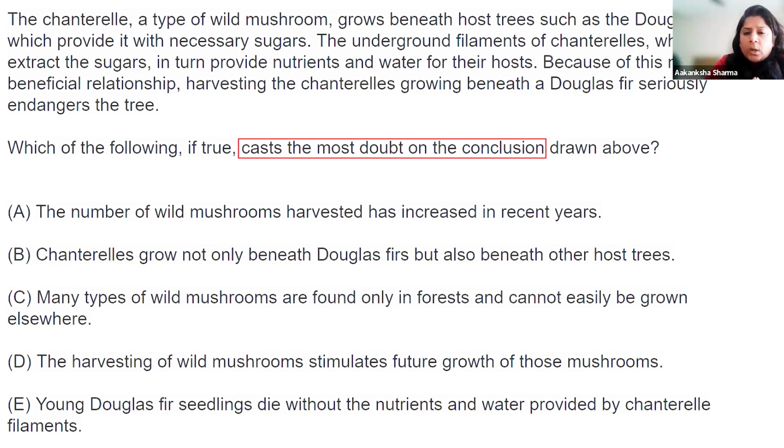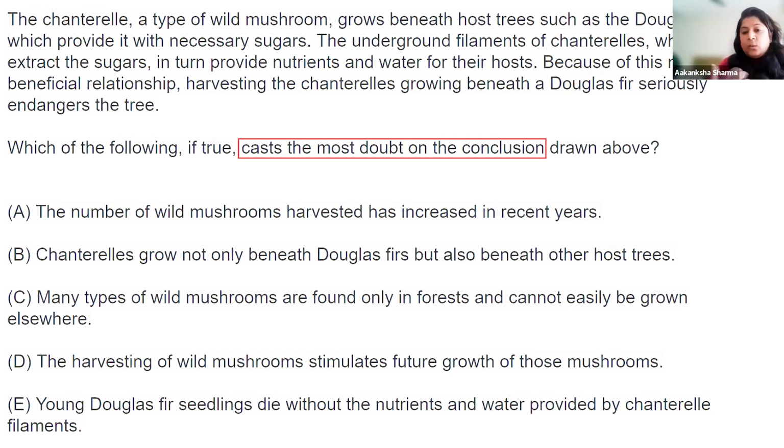Because of this mutually beneficial relationship, harvesting the chanterelles growing beneath the Douglas fir seriously endangers the tree. Now, based on the facts that both tree and the mushroom are helping each other, the argument is concluding that if we harvest mushrooms, we can end up endangering the tree. Now, please remember the task at hand. We are supposed to disagree with the conclusion. I'll repeat, at no point of time on GMAT will we ever challenge the facts. So we'll say, yes, we agree with the facts. Yes, they are in a mutually beneficial relationship. However, harvesting of mushrooms will not harm or endanger the tree.